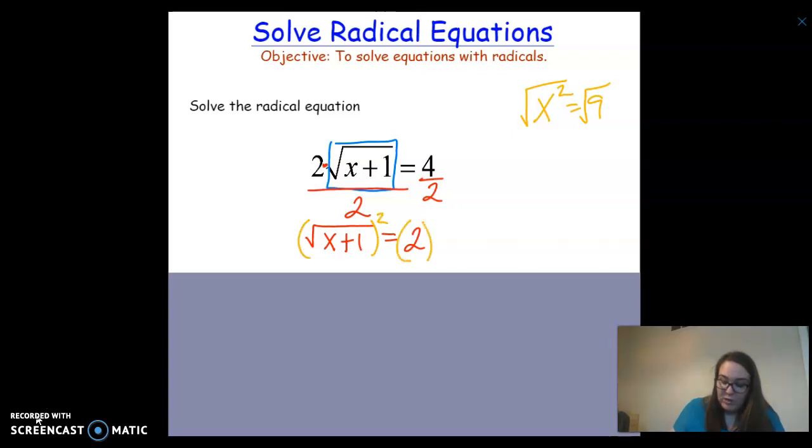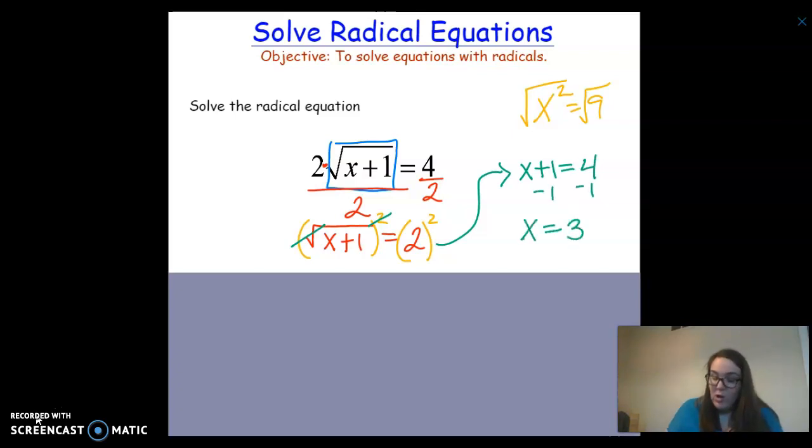Just because algebra is a balanced equation, what you do on the left, you must also do on the right. Once I have squared both sides, I have x plus 1 on the left, because a square root and a square are opposites, so they eliminate one another. x plus 1 equals, well, 2 squared is 4. Now I'm going to subtract 1, and I have an x value of 3.